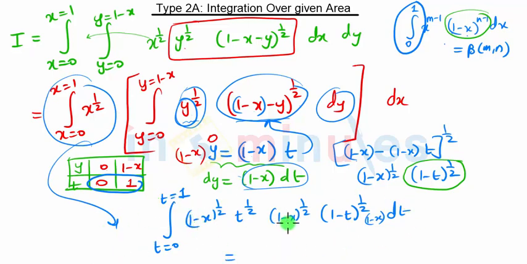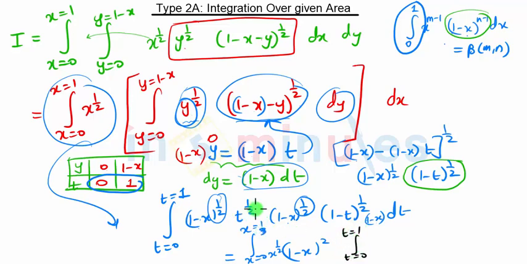1 minus x and 1 minus x are constants, so 1 minus x the whole raised to half and 1 minus x the whole raised to half will be nothing but 1 minus x. This 1 minus x and 1 minus x will be nothing but 1 minus x the whole square. This x raised to half we are writing here, and integration of x equal to 0 to x equal to 1. Then we have the integration of t equal to 0 to t equal to 1, t raised to half into 1 minus t the whole raised to half dt.